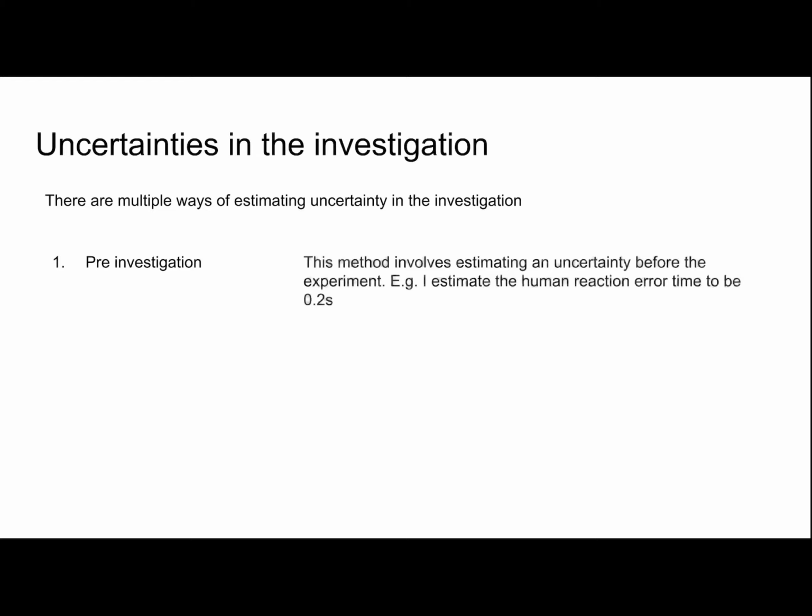Because I'm timing something, I can say I'm going to estimate the average reaction error with the stopwatch would be 0.1 seconds or 0.2 seconds, because that's the average human reaction error with the stopwatch. That would be a pre-investigation because you're making that judgment, that average time judgment, before you begin the investigation. The advantage of a pre-investigation is that it's very simple. You can just get it out of the way before you start the experiment.